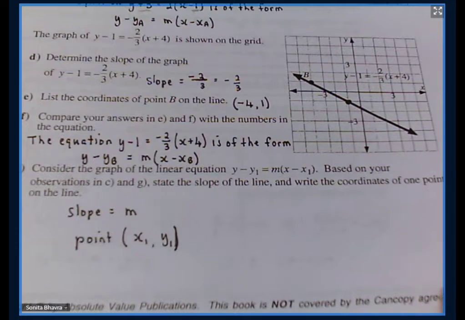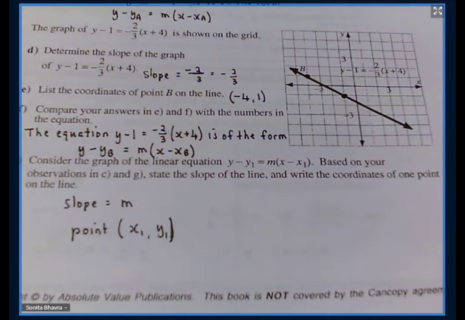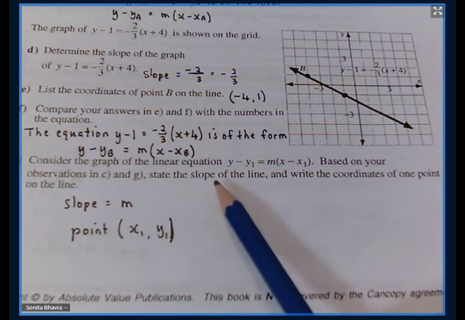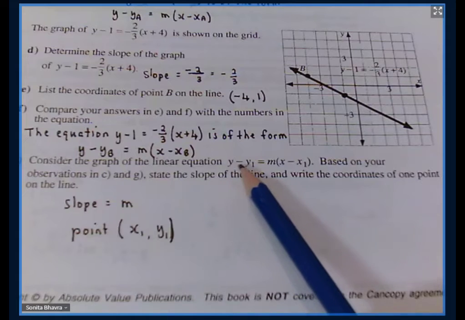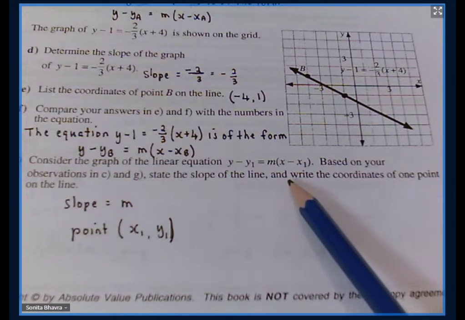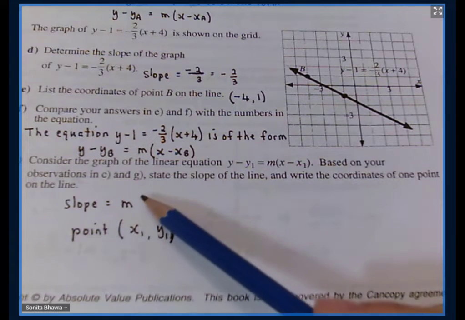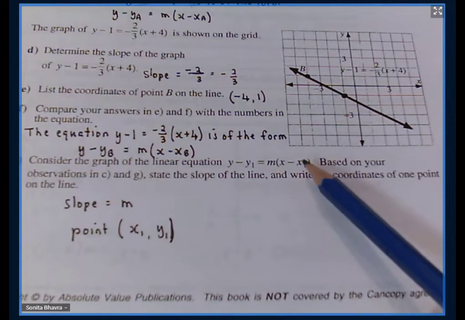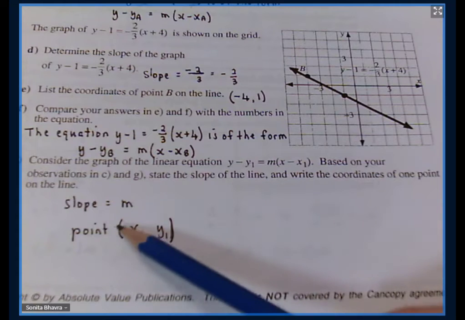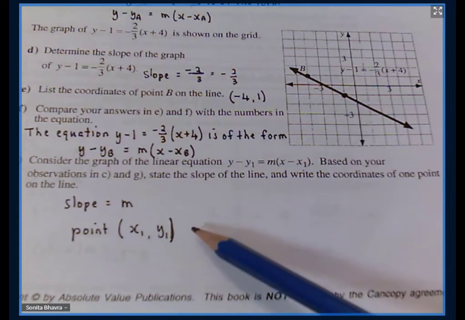Anytime we're looking at a graph of a linear equation in this form, the slope-point form, the little m still represents the slope, and our x1 and y1 are a point on the line.